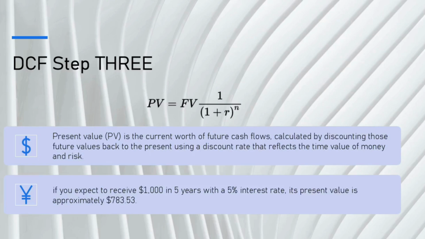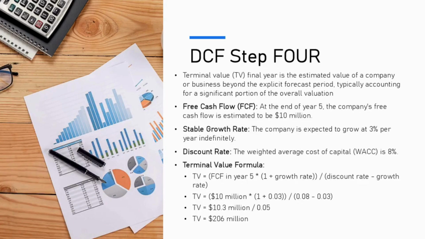Now you see that we assume the future cash flow is 10 million and the growth rate is 3%. Converted to decimals, the WACC is 8% and the perpetual growth rate is 3%, which we subtract. So we got the answer of 206 million dollars. So you got what the terminal value is.